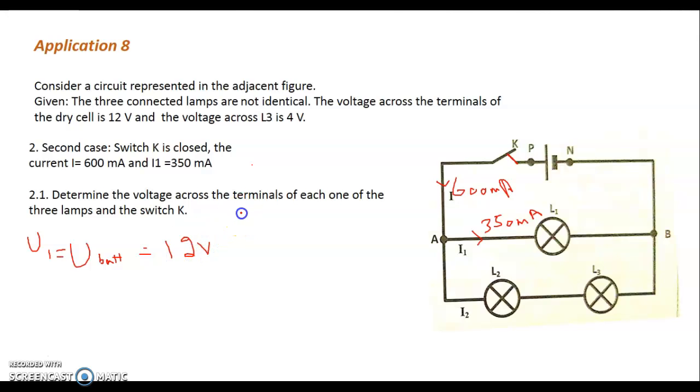The reason is the law of uniqueness of voltage in parallel grouping.